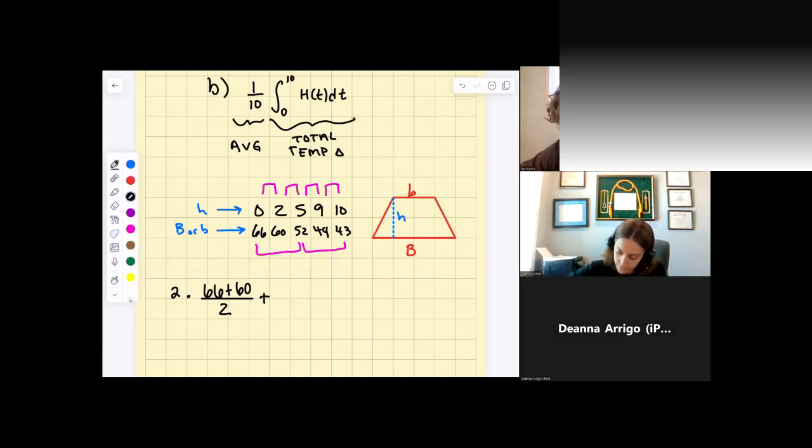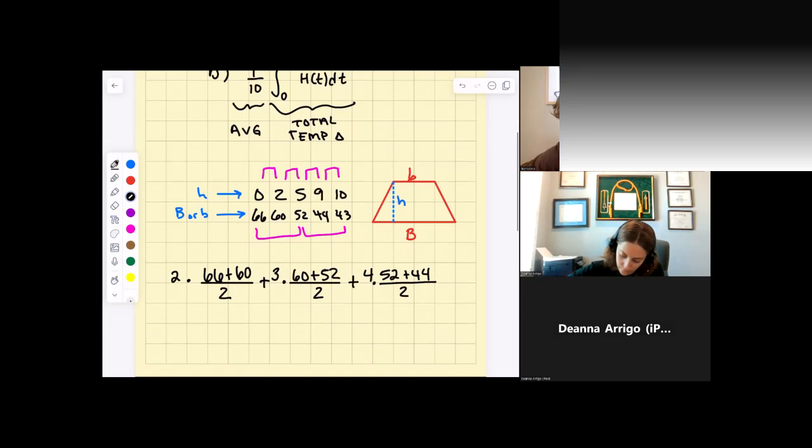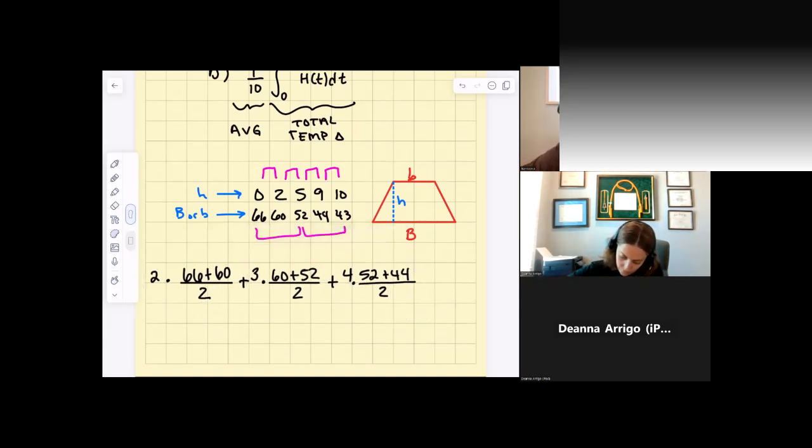1/2 of 60 plus 52 times 3. And then 52 plus 44 times 4 divided by 2. And then 54 plus 63 divided by 2. That's it. The height's only 1. I'm going to go get my calculator real quick.